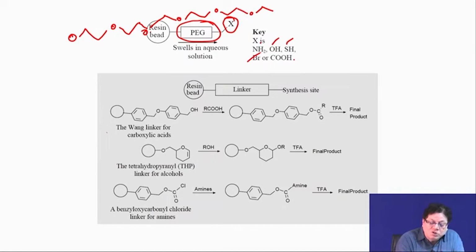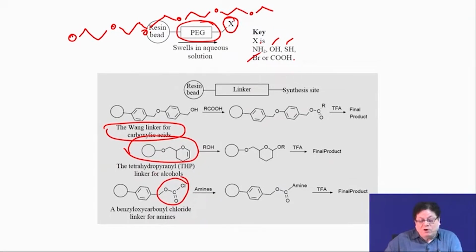There are other resins also. This is called Wang resin for carboxylic acid. This is the THP ether for alcohols, and for amines you have this chloroformate type of resin. That means resins which are attached to a chloroformate, or to a tetrahydropyran moiety. This is the tetrahydropyranyl linker, and this is the Wang resin, which is a benzylic alcohol. These are the resins that you will use depending on your starting entities.